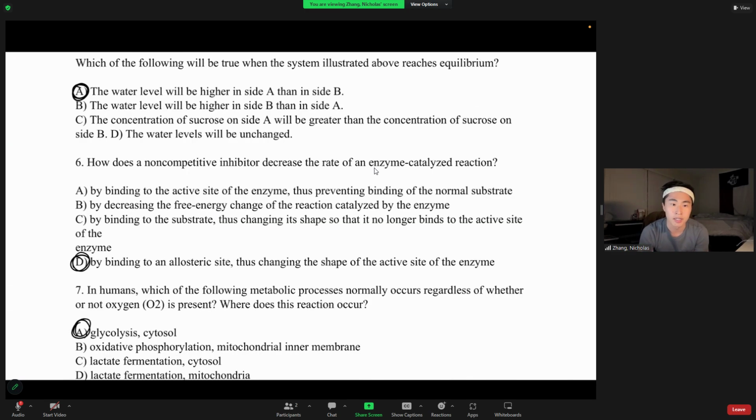So by binding to an allosteric site, thus changing the shape of the active site of the enzyme, the shape of the active site changes, and that's what causes the substrate to not be able to bind. What we see in biology is that the shape of things highly dictates function, stuff like that. In this case, the substrate won't be able to bind and the enzyme won't be able to perform whatever function that it does.